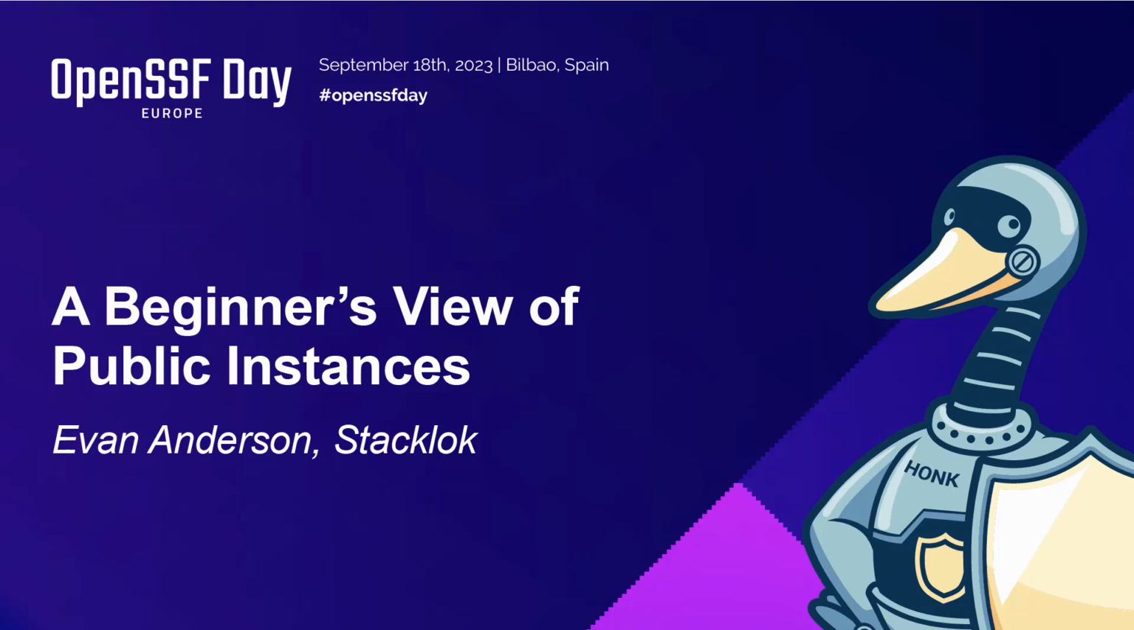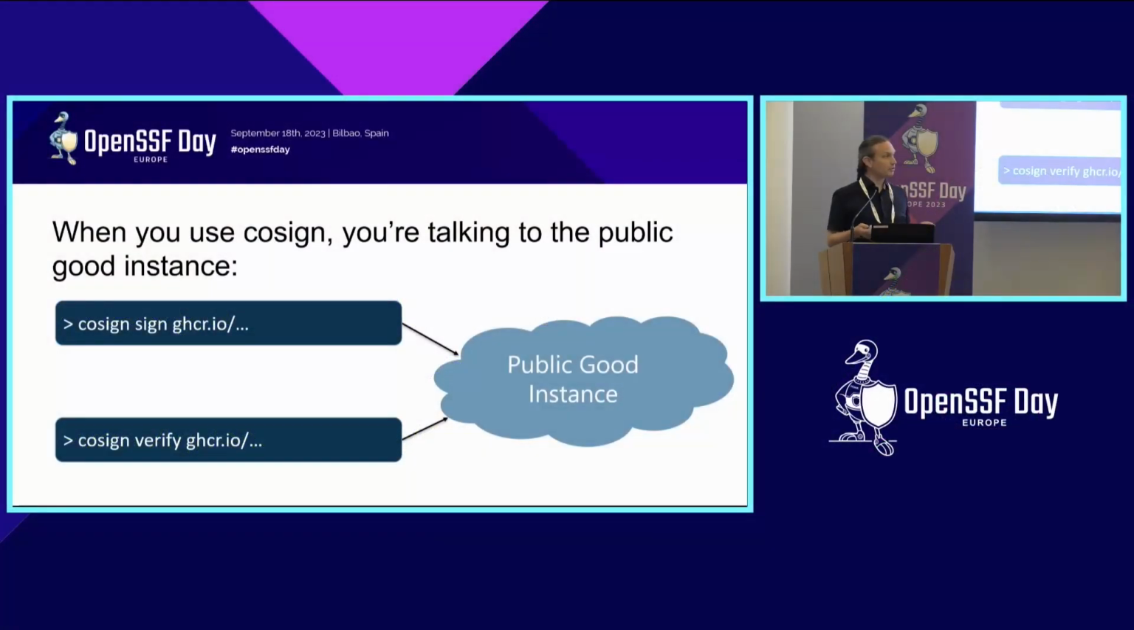So for those of you who aren't familiar with what the public good instance is, if you've used any of the Sigstore client tools before, like cosign is a popular one, you do your cosign sign, some image, and it says, great, awesome. And then later on, you've got your image and you say cosign verify, and it goes and prints out, hey, yes, I can tell you that this was signed by this person.